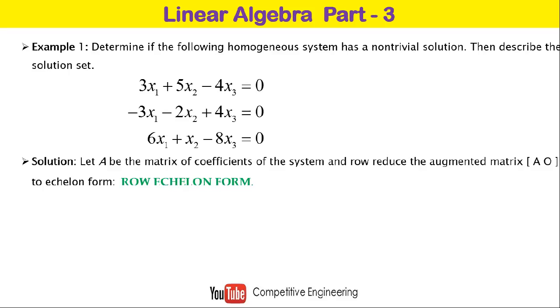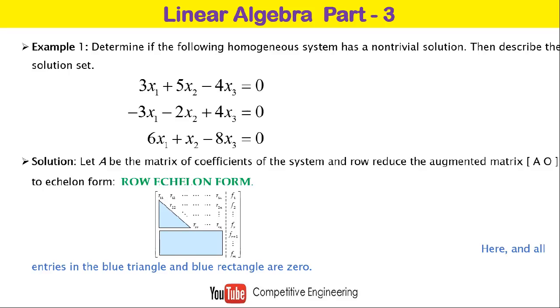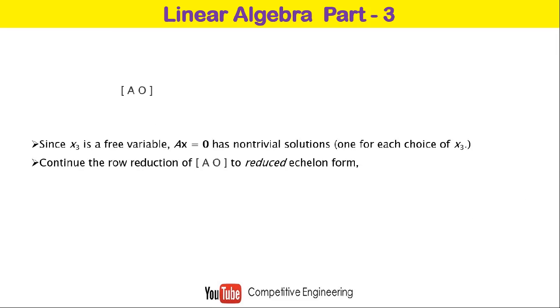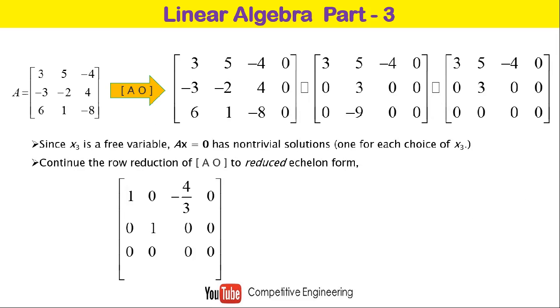We can solve this by reducing the augmented matrix into echelon form. We know what echelon form is. This is a matrix, and we will convert it into echelon form like this. This is the echelon form we will get. I will explain again how we are converting it into echelon form.